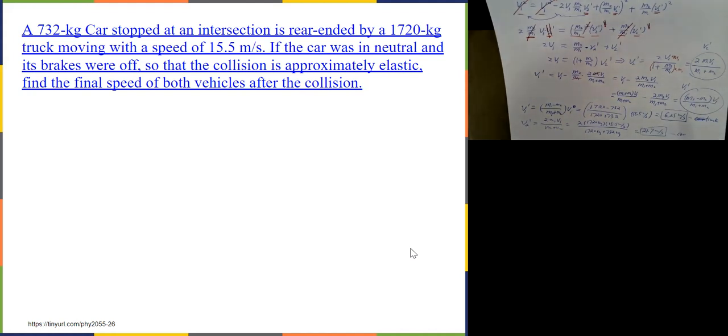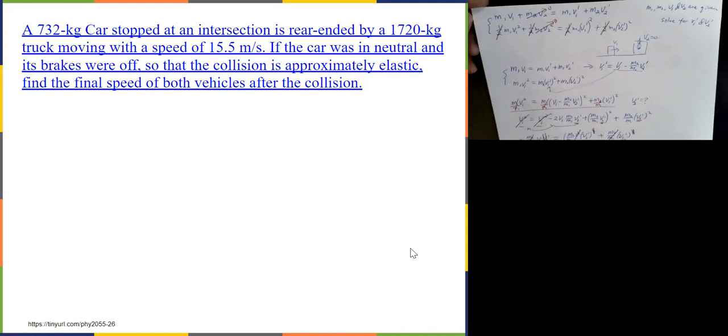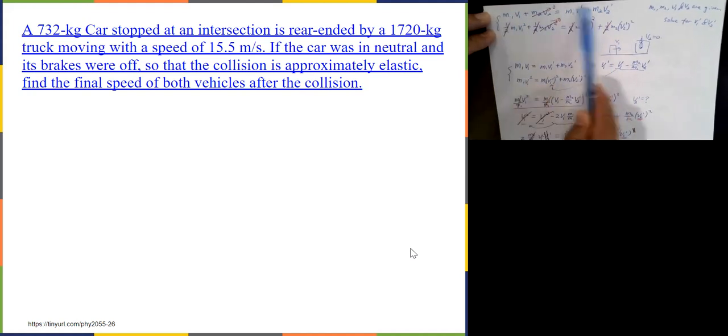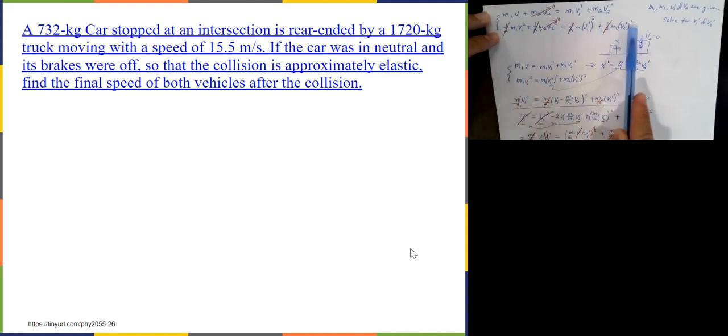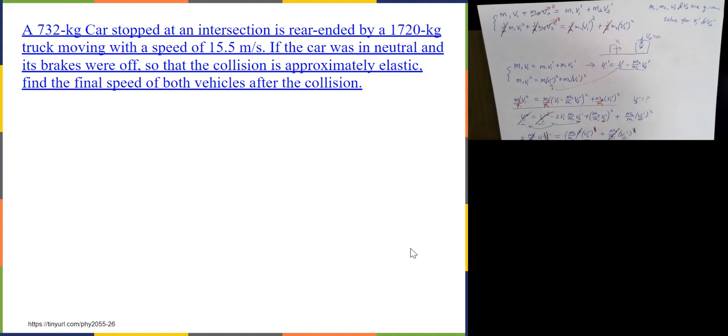So again, this will be the full solution for this example. You start from the beginning and write out two equations because it says the collision is approximately elastic. So you write out the conservation of momentum for the collision, and then the conservation of kinetic energy for an elastic collision. The problem gives you M1, M2, V1, and V2, and you are solving for the final speeds of the two.